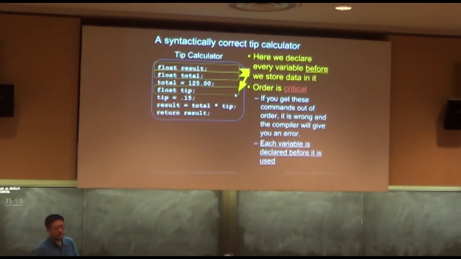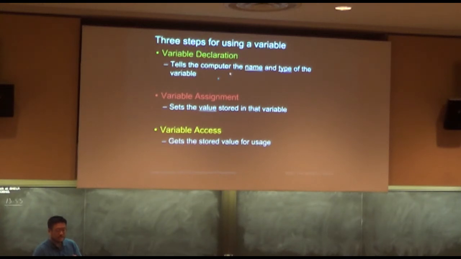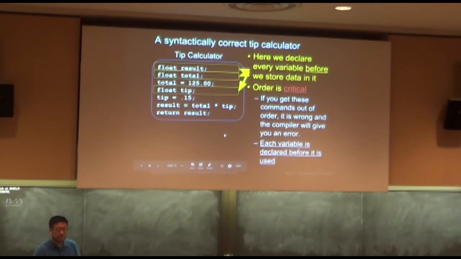So as long as my declarations occur before I assign, and as long as my assignment occurs before I access, then Java will have no problem with it. So here I'm declaring results as a floating point value, and here I'm declaring total as a floating point value, and I'm assigning something to total.